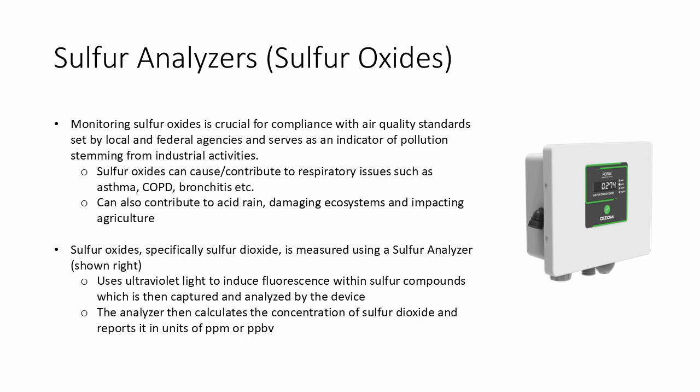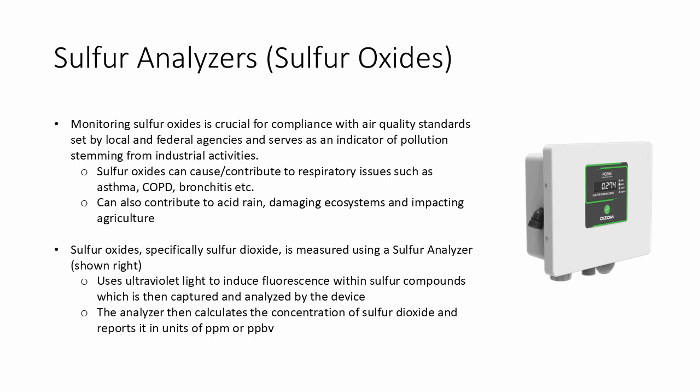Additionally, in these high concentrations, sulfur oxides can contribute to the formation of acid rain, which can cause severe damage to ecosystems and adversely affect agriculture by harming crops and degrading soil quality. In order to accurately measure sulfur dioxide levels, we use a device known as a sulfur analyzer, which is shown here on the right, a very generic instrument.